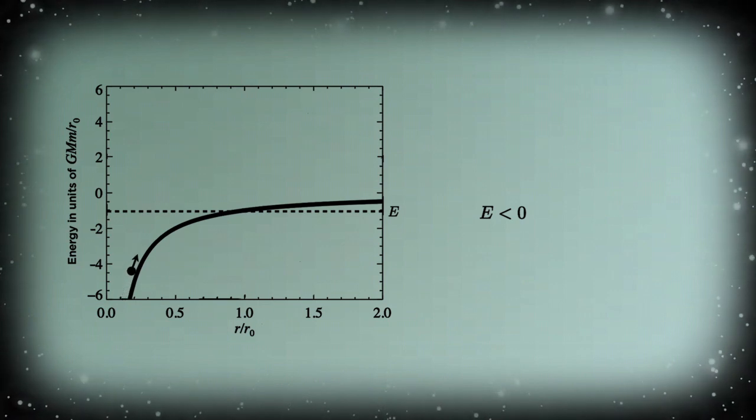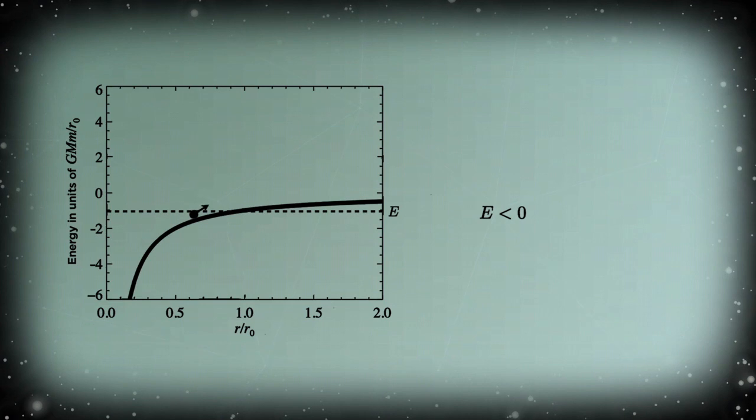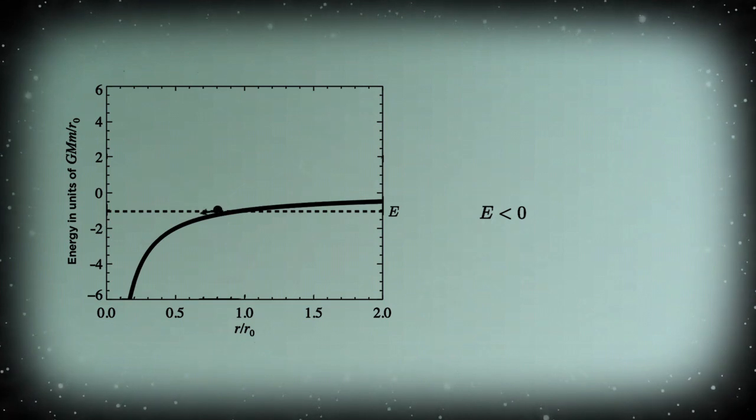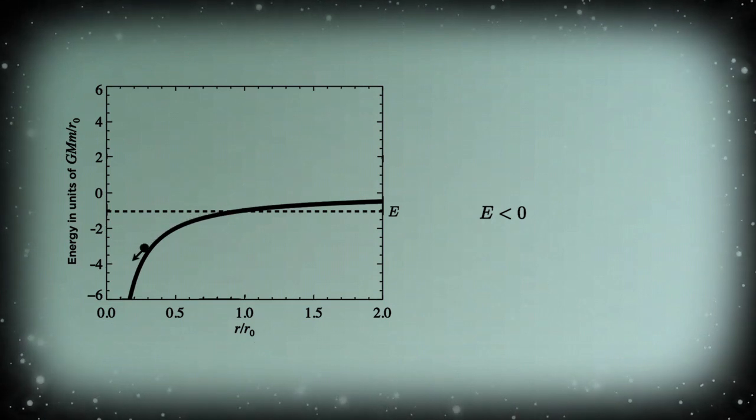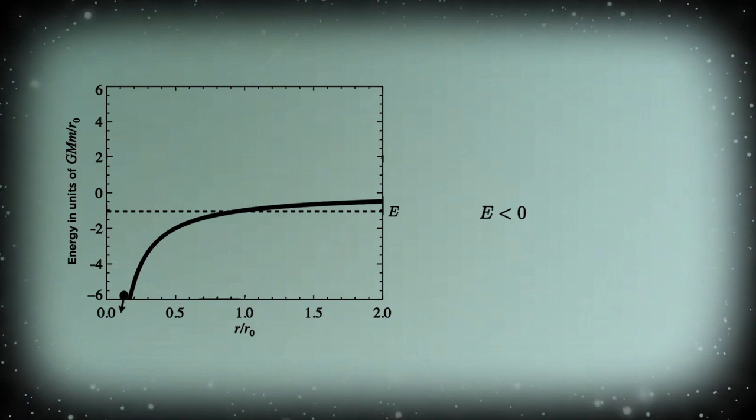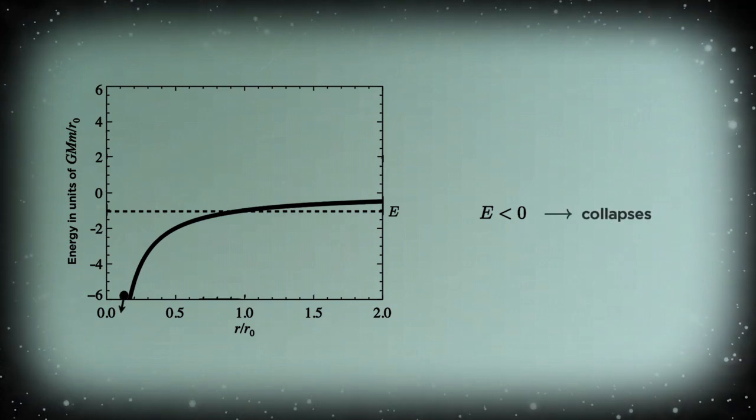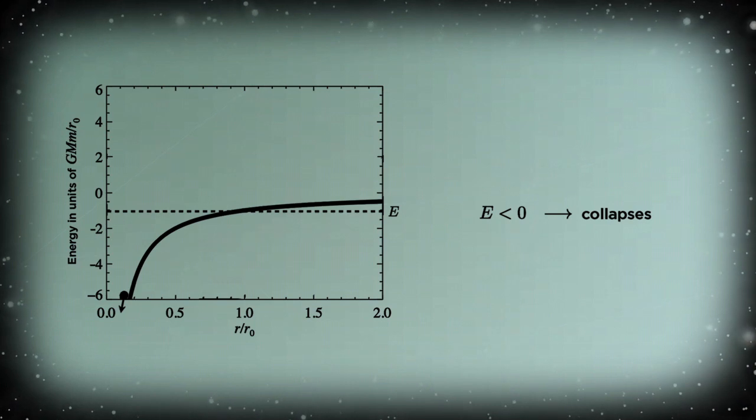If the energy is negative, then the lines cross at a certain point. In this case, the galaxy advances to that point, where it stops, turns around, and falls back toward the origin. This would be a universe that expands for a while, then ends up collapsing into a black hole.